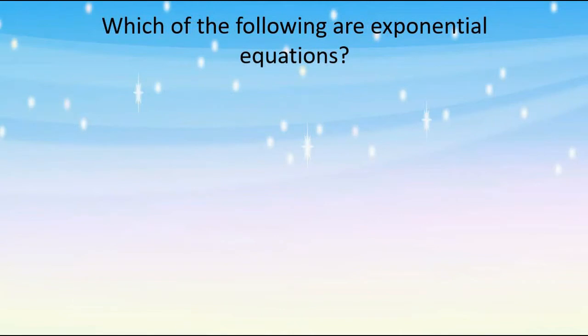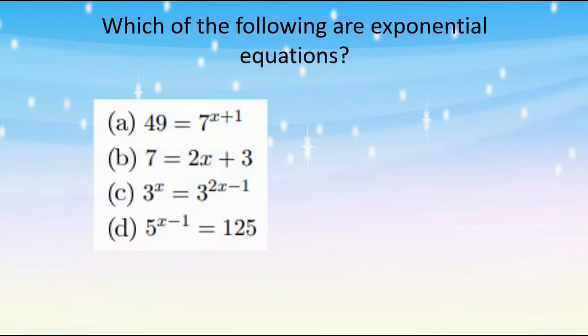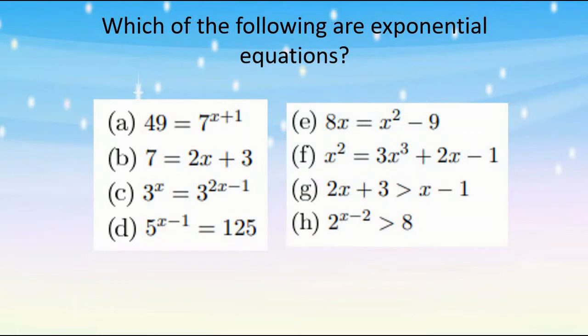Which of the following are exponential equations? A. 49 is equal to 7 to the power of x plus 1. B. 7 is equal to 2x plus 3. C. 3 to the power of x is equal to 3 to the power of 2x minus 1. D. 5 to the power of x minus 1 is equal to 125. E. 8x is equal to x squared minus 9.